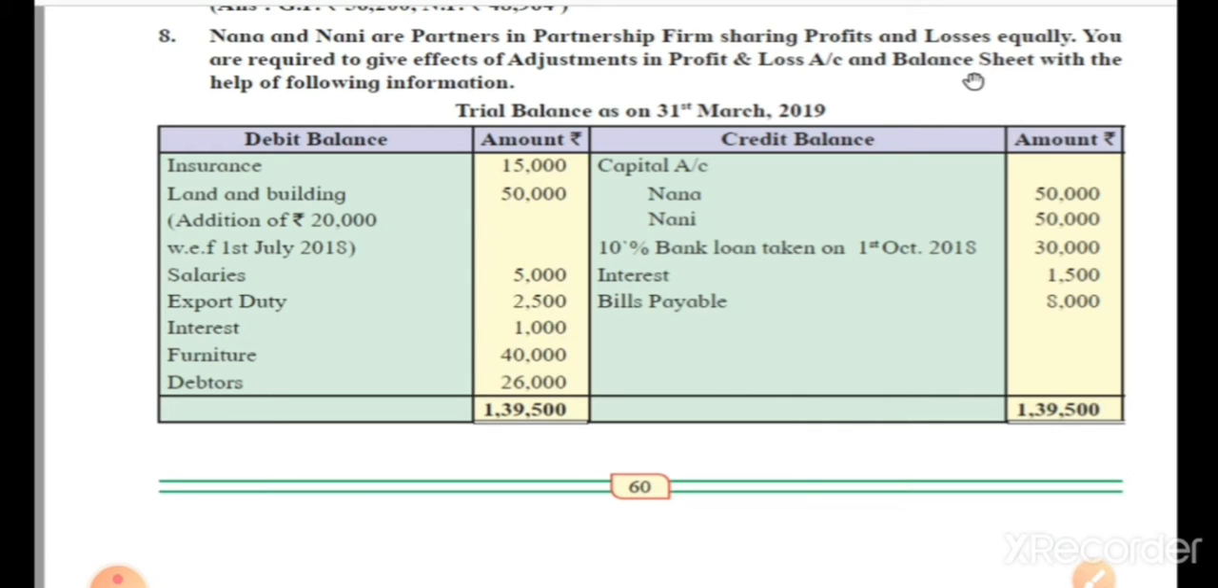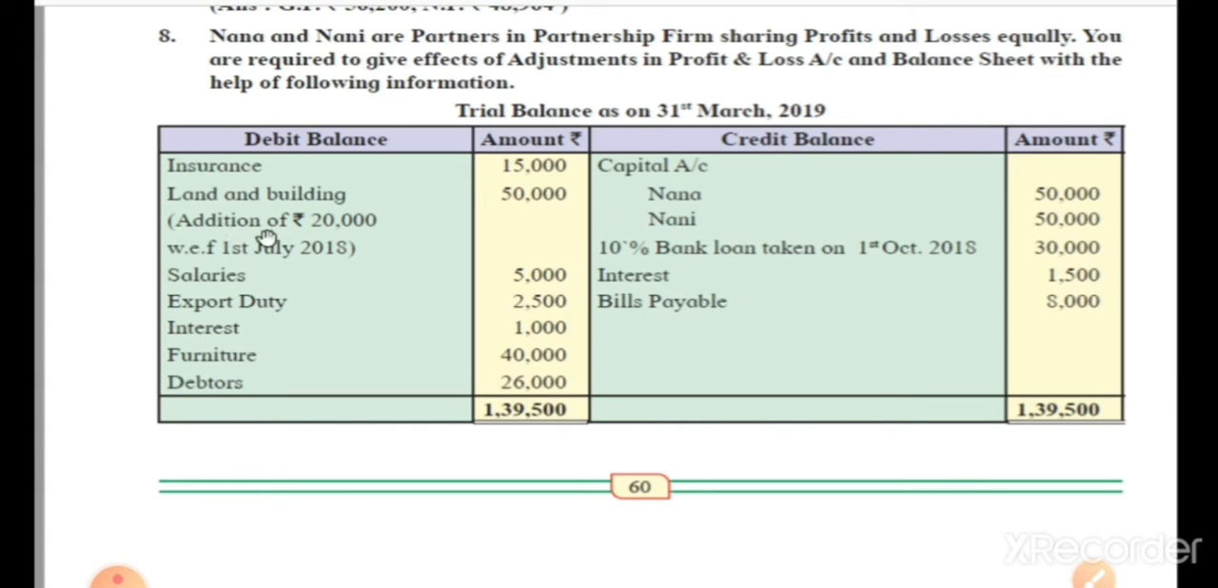Okay, for that purpose they provide the trial balance for the date 31st March 2019. It means 18-19 is the financial year. Now we first of all read the debit balance list. First is insurance, 15,000 amount is there. Then land and building is given, amount 50,000, but they give additional information regarding that.